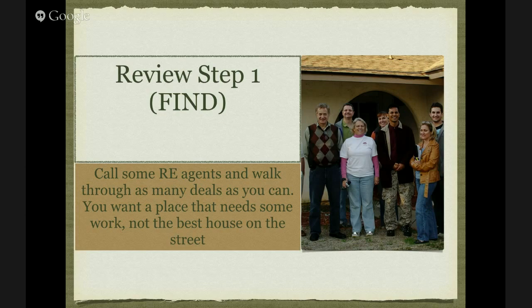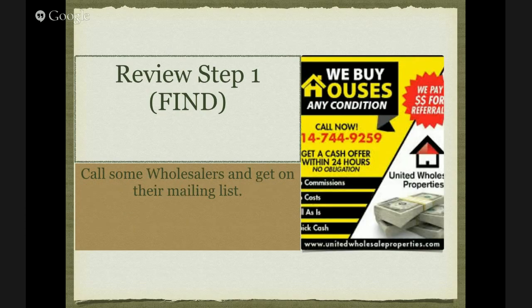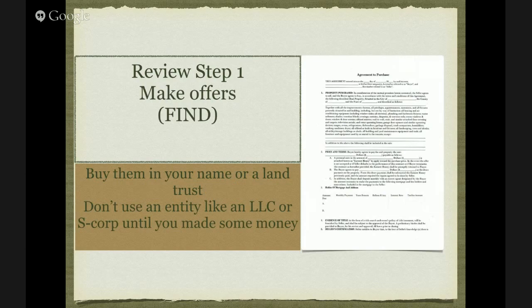So the first place to look is call some agents, and make sure you find an agent that's familiar with investing so that they know what you're looking for. Okay, also review of step 1. You can also call wholesalers and get on their mailing list because they're finding houses that need a lot of work. So if you see these signs, we buy houses, call them and get on the list. They're also advertising on Craigslist, so it's a good way to find wholesalers. Look on Craigslist and find out what they're doing. And the last part of step 1 is you have to make offers. This is also the finding stage.